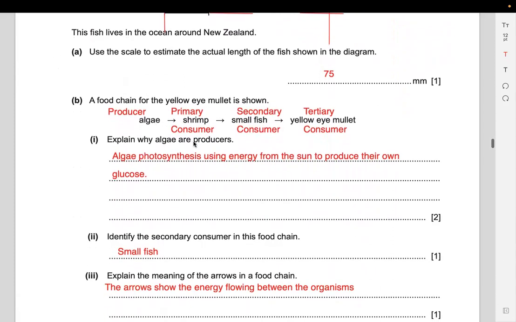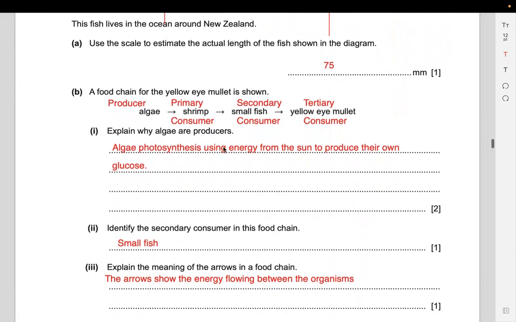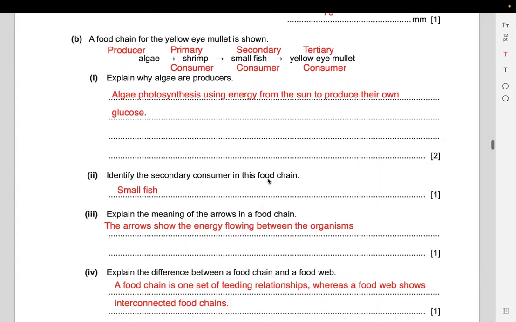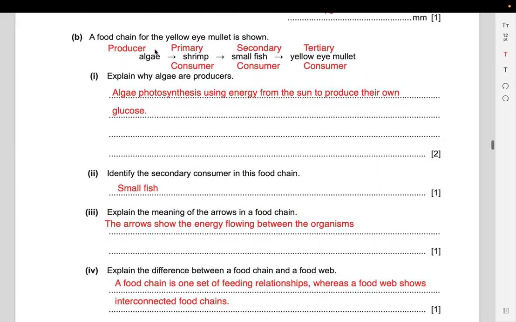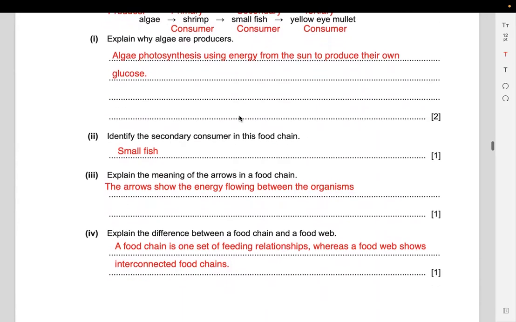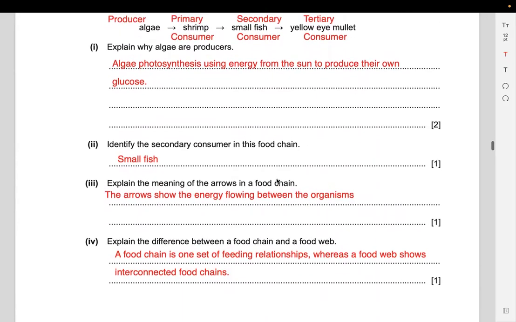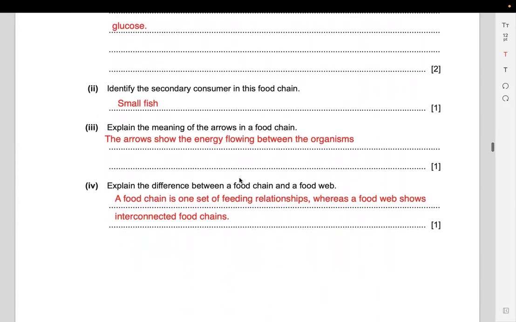Food chain. Why are algae producers? Because they produce their own food through photosynthesis. They produced glucose, and it's 2 marks, so I'm going to just expand on that. They photosynthesize using energy from the sun to produce their own glucose. Secondary consumer, so producer, primary, secondary, small fish. The meaning of the arrows, they often ask this, it's energy flow or energy transfer between the organisms.